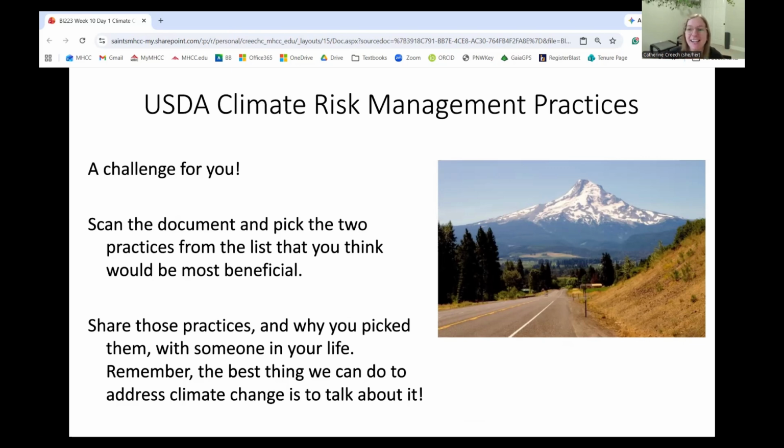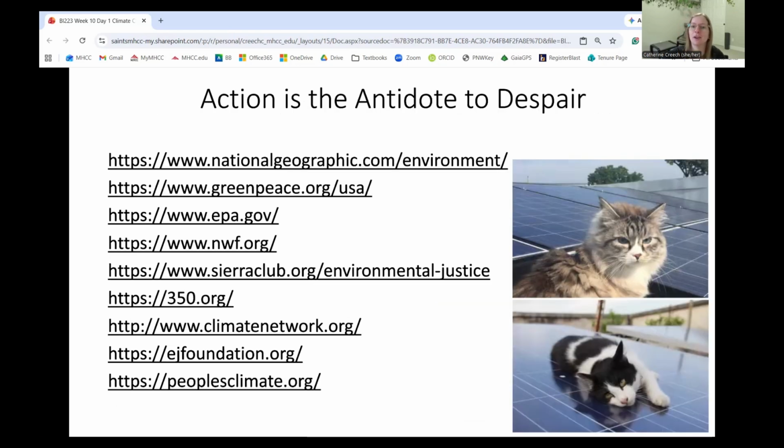Email me. The last thing I have for you is I find that when I think about climate change, sometimes I get a little bummed out, but then I remember I have the ability to make a difference. And one of my colleagues always says, the action is the antidote to despair.